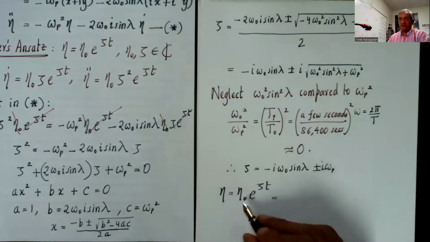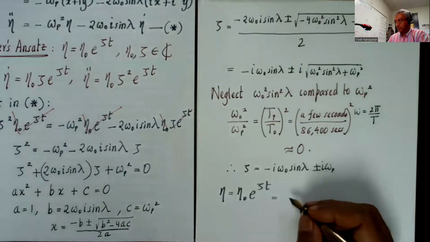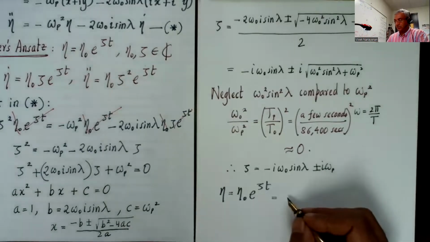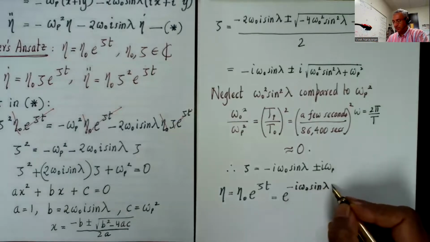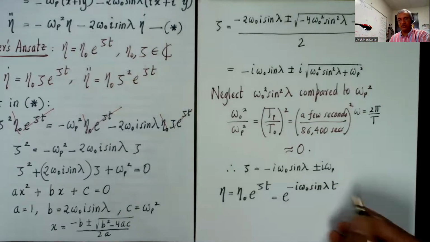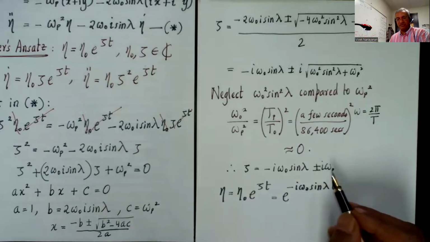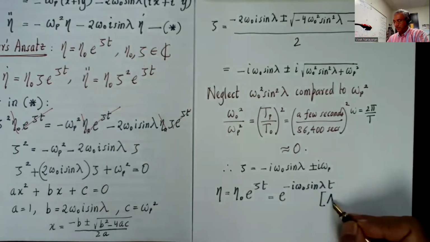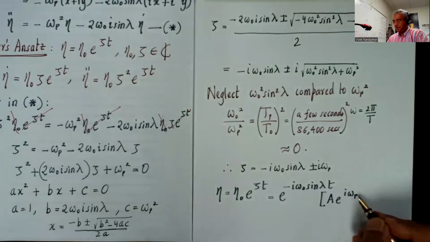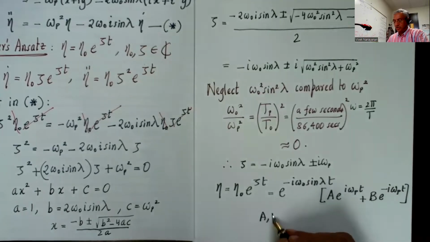I can write eta naught as a plus ib, two complex numbers a and b. So it doesn't really matter for the plus or minus signs. So I'm going to do that. E to the minus i omega naught sine lambda times t is common to both the solutions, so I take it out. And then the plus solution, I'll mate it with a coefficient a, and the minus solution, I'll mate it with coefficient b. Okay, so this is going to be a times e to the i omega p t plus b times e to the minus i omega p t, where a and b are also complex numbers.